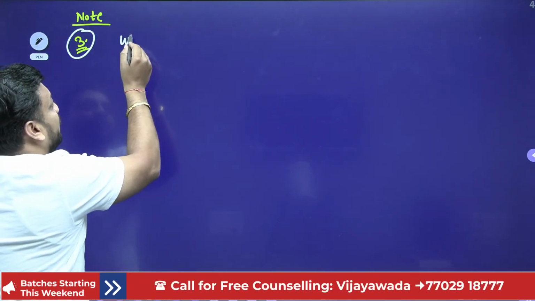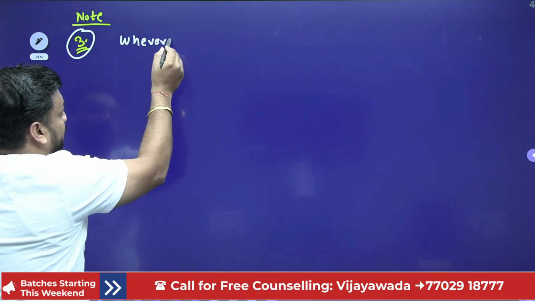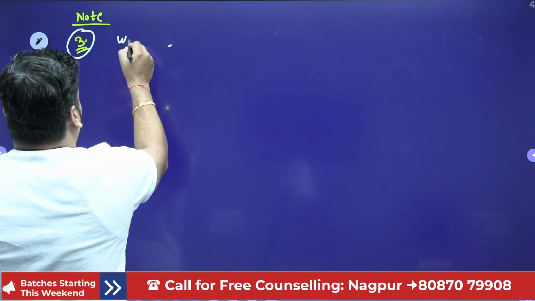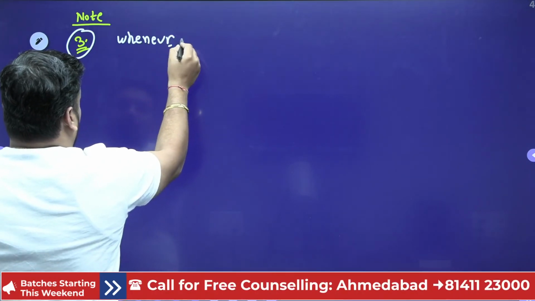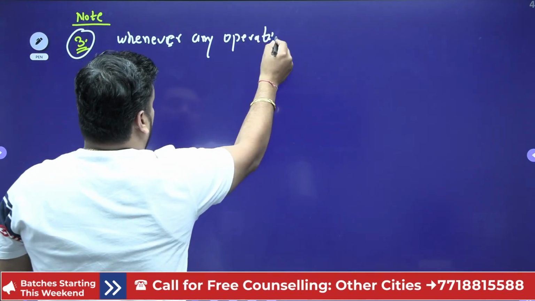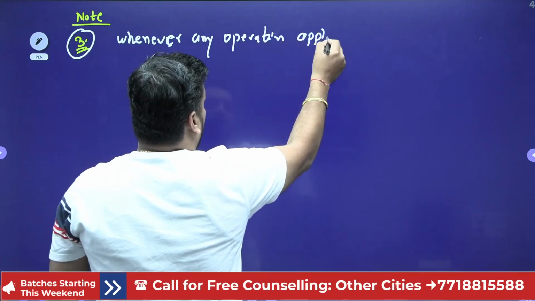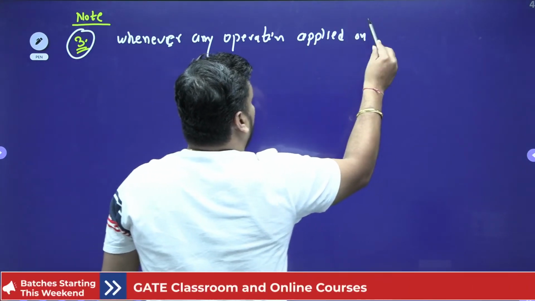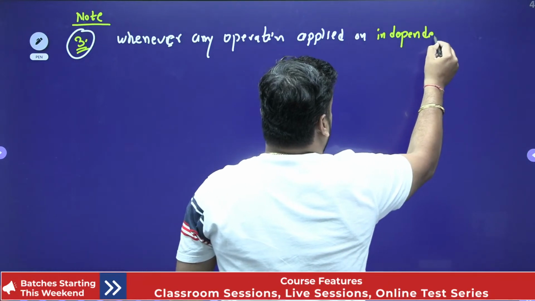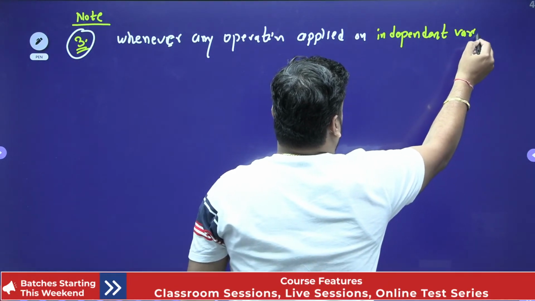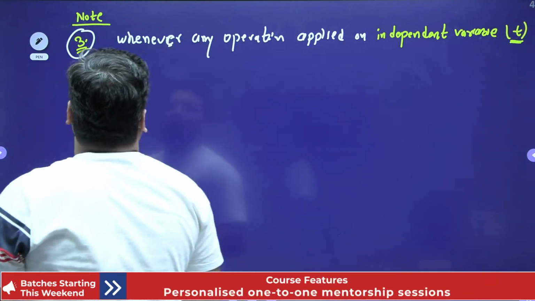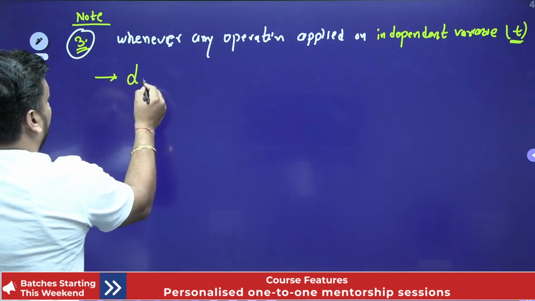Whenever any operation is applied on the independent variable... okay, independent variable means inside the bracket, t. This independent variable will make the system always linear.